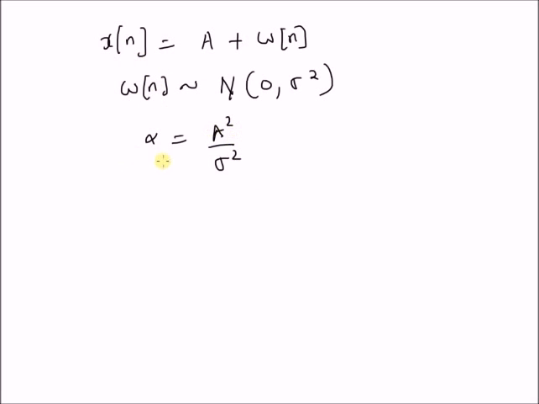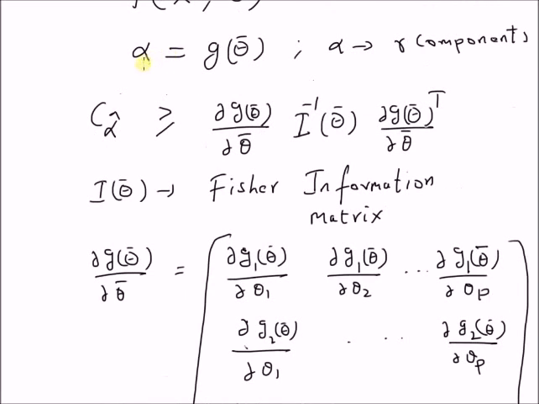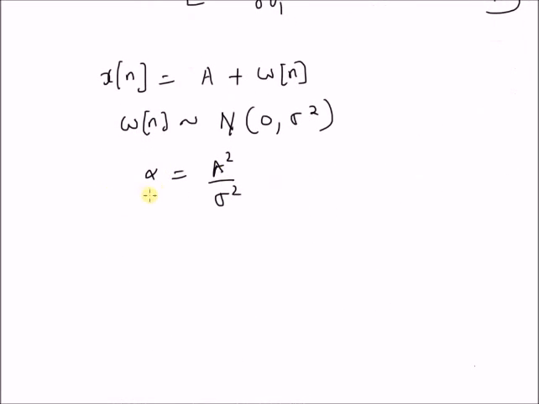So here clearly the parameter alpha is a function of the two parameters a and sigma square. So when we compare this definition with the parameter alpha and theta bar, we can clearly see that the number of components in the parameter alpha is equal to 1, and the number of components in the vector theta bar is equal to 2. That is, theta bar is equal to a comma sigma square.